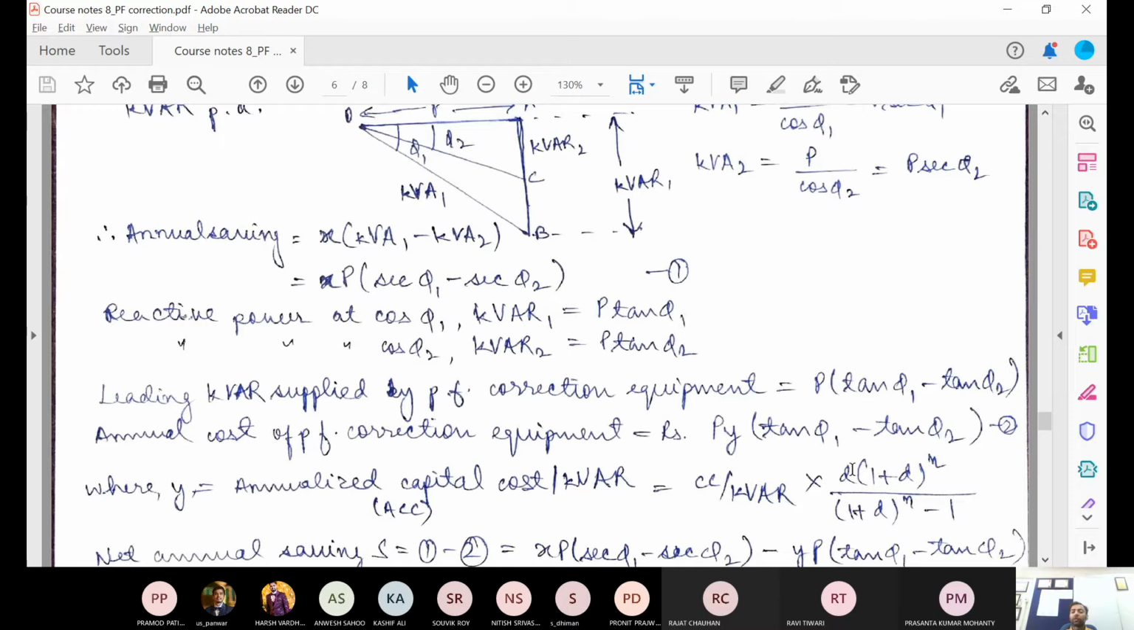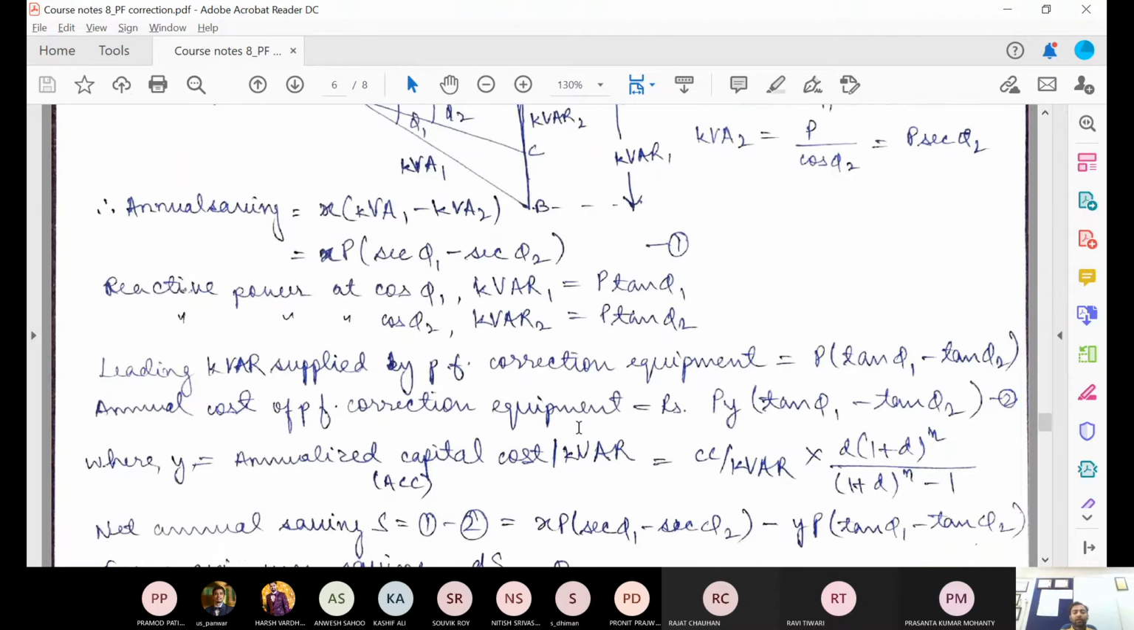And you put that value of D in decimal terms here. Let's say you chose D as 10%, so you put D as 0.1. N is the number of years of useful life of this equipment. Let's say you expect this equipment to last for 15 years, so N becomes 15, D becomes 0.1, and whatever the capital cost is, you substitute that here. By solving this expression, you get the annualized capital cost, or the value of Y.